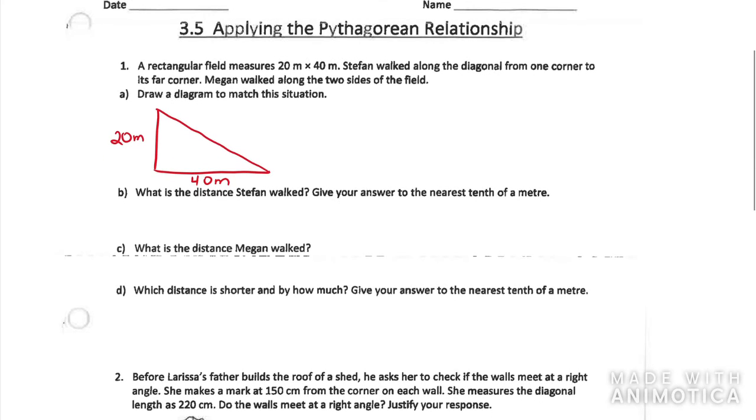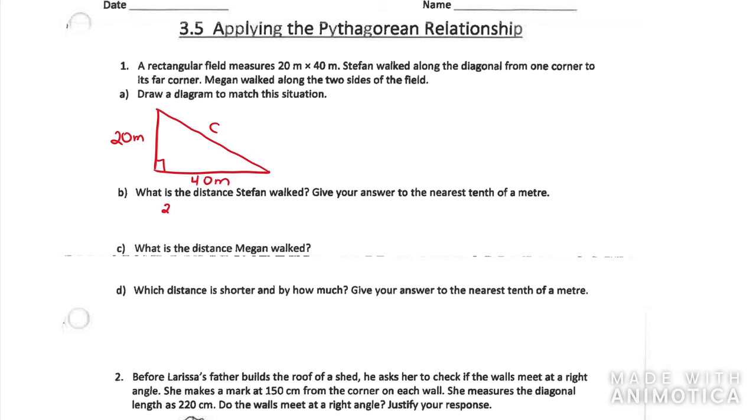What is the distance Stefan walked? So we're trying to find this. And remember, if this is a rectangle, that means that's a 90-degree angle. So side C is what? The hypotenuse. So we need to find what the two legs squared are.